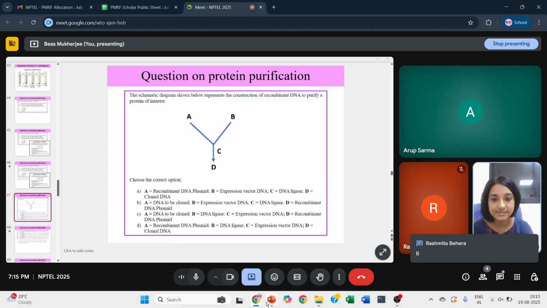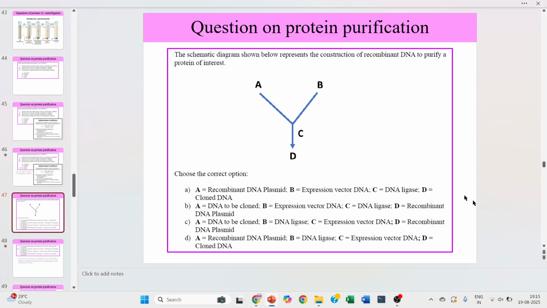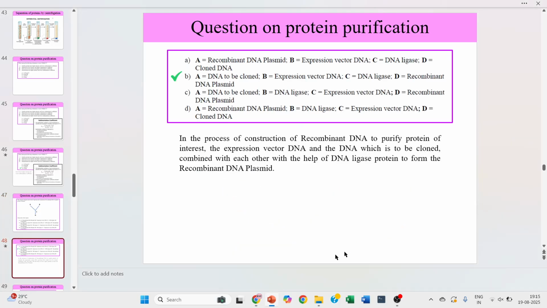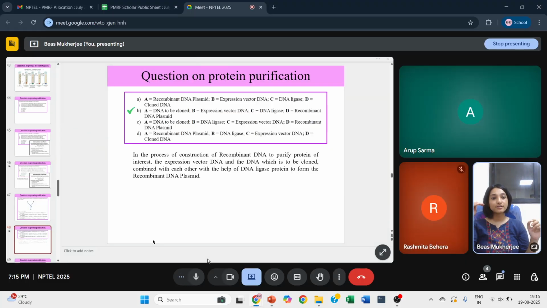So B is DNA to be cloned, expression vector, DNA ligase, recombinant DNA plasmid. All of you are saying that it is B. Yes, that's correct. It is B, because your insert and the vector, you take both of these, you ligate them and you get the recombinant DNA plasmid. So in the construction of recombinant DNA to purify a protein of interest, the expression vector and the DNA which is to be cloned combine with each other with the help of DNA ligase to form the recombinant DNA plasmid.